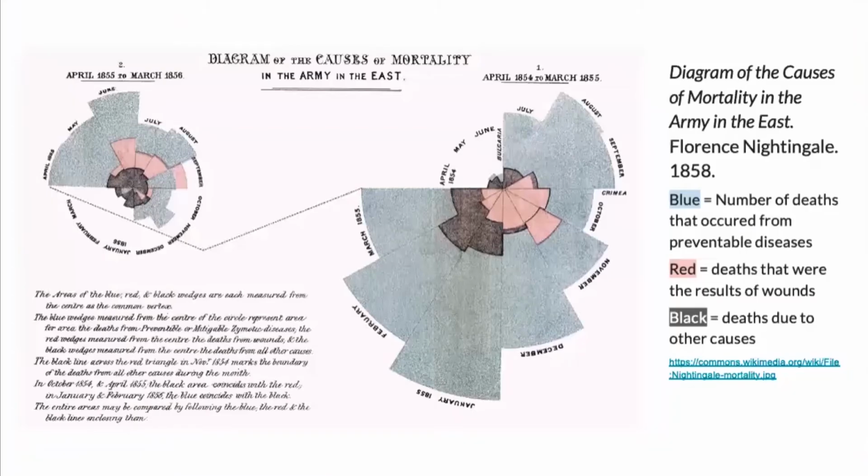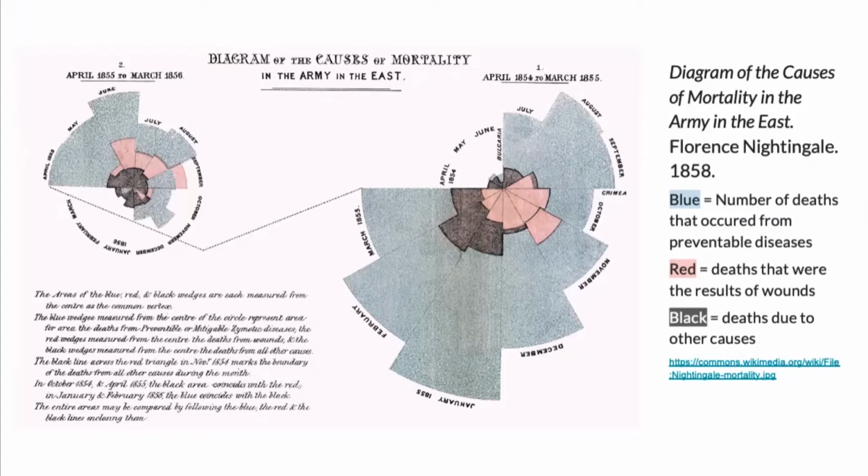This is another classic example. This is a diagram of the causes of mortality in the Crimean War, and it was created by Florence Nightingale. And it's been called a rose diagram or a coxcomb, like the crest on the head of a rooster. And to explain how you read this, in this diagram, each sector represents a month, and then they're subdivided into different colors. So the blue, we're seeing the number of deaths due to treatable diseases in the Crimean War. The red is the number of deaths due to war injuries, and then black is all other causes.